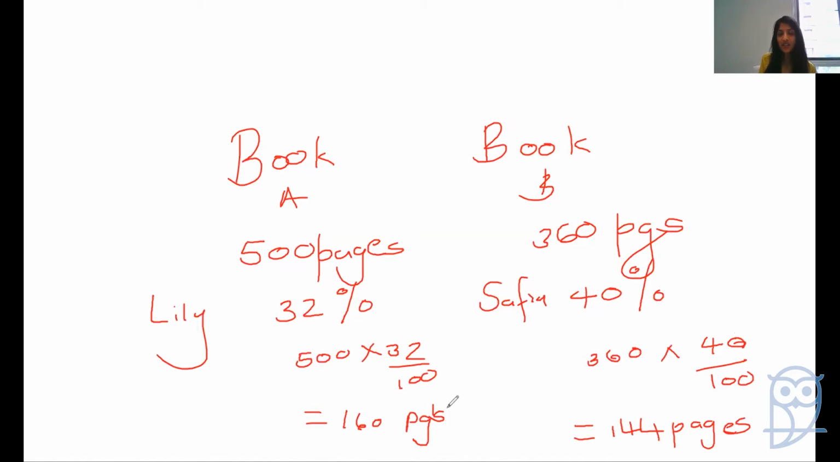So who read the most pages? It's Lily, because she read 160 pages out of a 500-page book, as opposed to Safia, who read 144 pages of a 360-page book. Even though Lily read 32% and Safia read 40%, it's the number of pages we work out to see who read more.